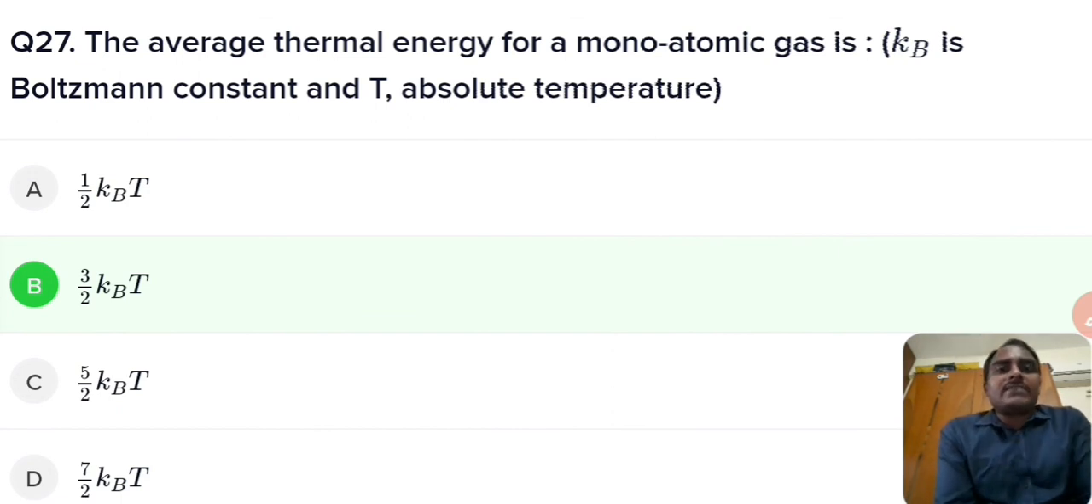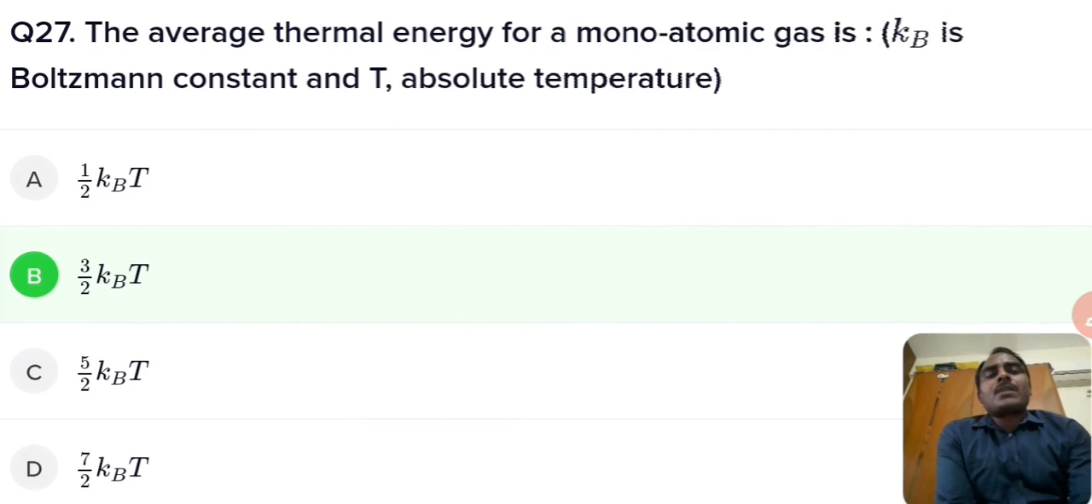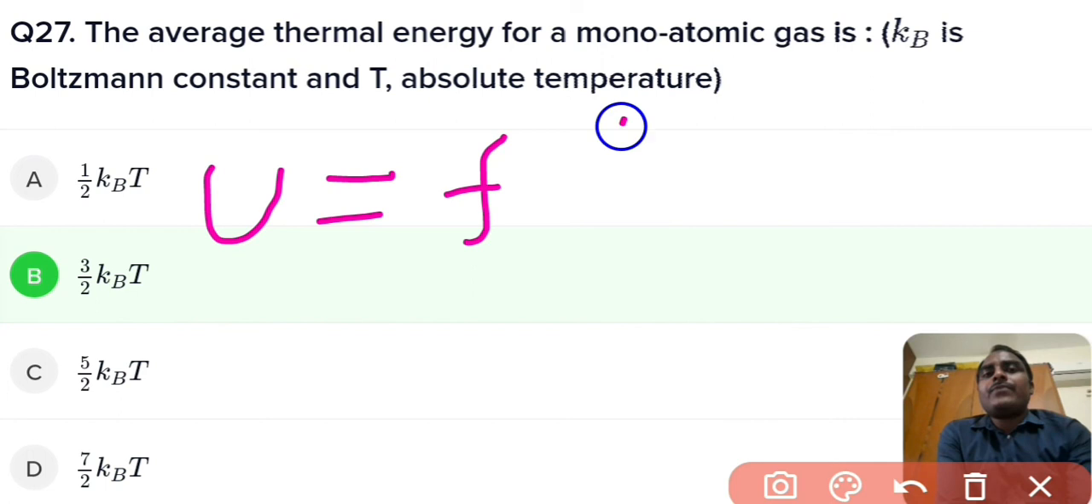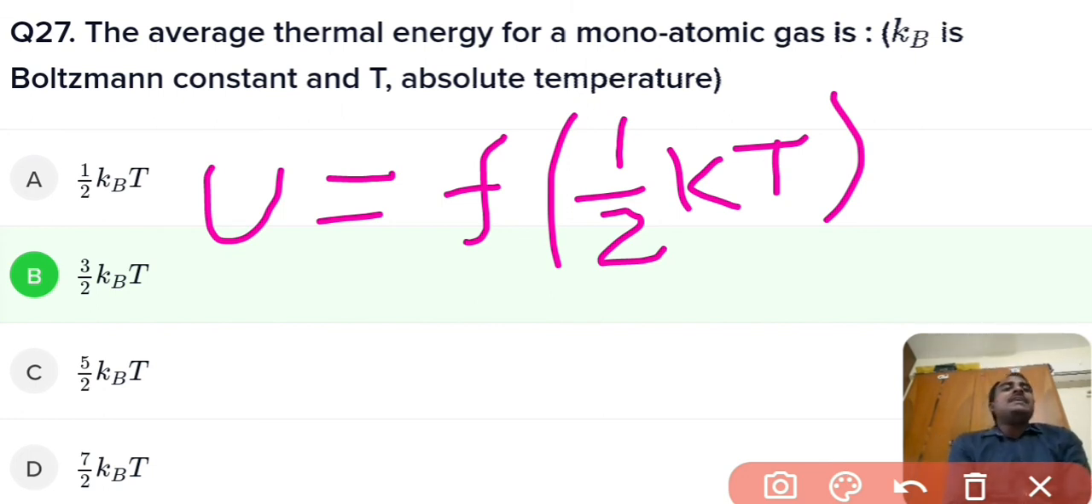Next question 27. The average thermal energy for a monoatomic gas is. So this is also a simple formula. Thermal energy for a monoatomic gas. So thermal energy for any type of gas which has F degrees of freedom is F into 1 by 2 kT. K is the Boltzmann constant, or we can write Kb. F is the degrees of freedom. For a monoatomic gas, that F is nothing but 3.